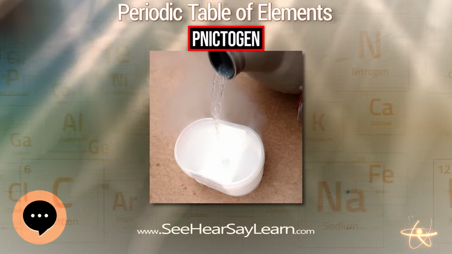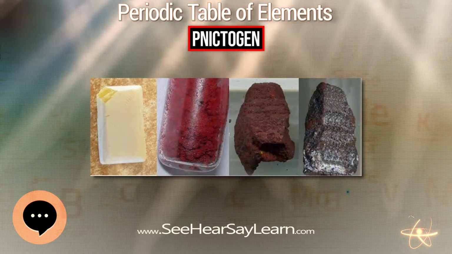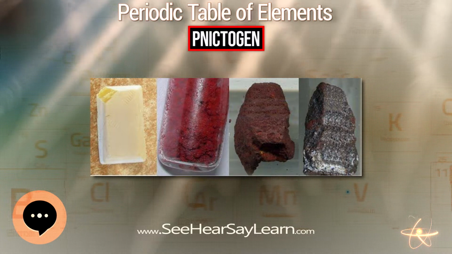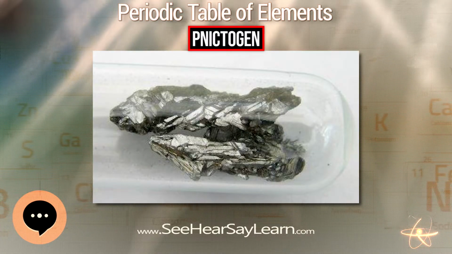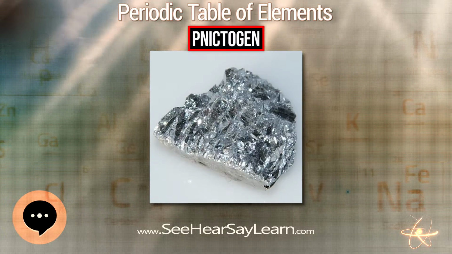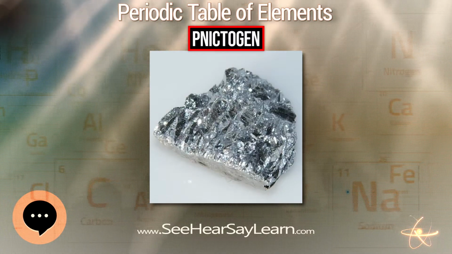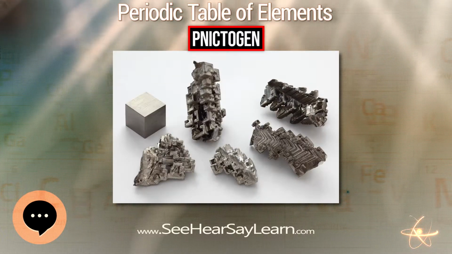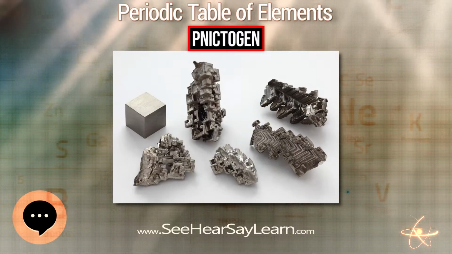Phosphorus has a melting point of 44 degrees C and a boiling point of 280 degrees C. Arsenic is one of only two elements to sublimate at standard pressure. It does this at 603 degrees C. Antimony's melting point is 631 degrees C and its boiling point is 1587 degrees C.